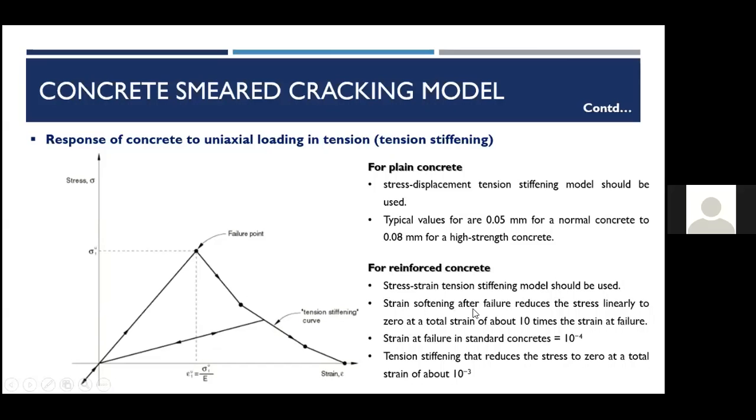So here strain softening after failure reduces the stress linearly to zero at a total strain of about 10 times the strain at failure. Normally a standard concrete fails at a strain of 10 raised to minus 4. So 10 times means 10 raised to minus 3. So you can give a linear variation from here to here for defining the tension stiffening curve.